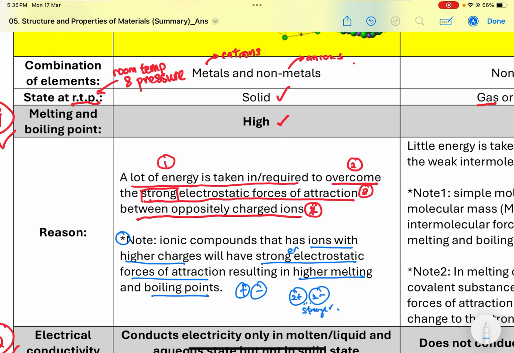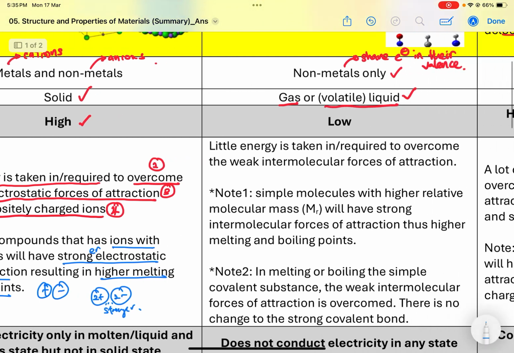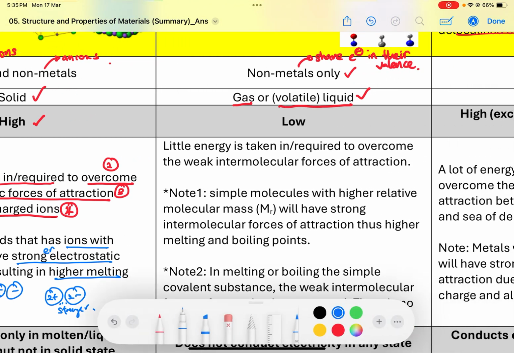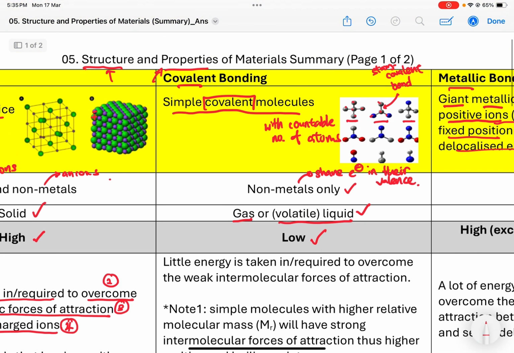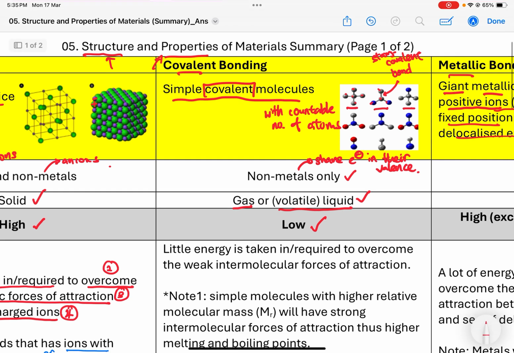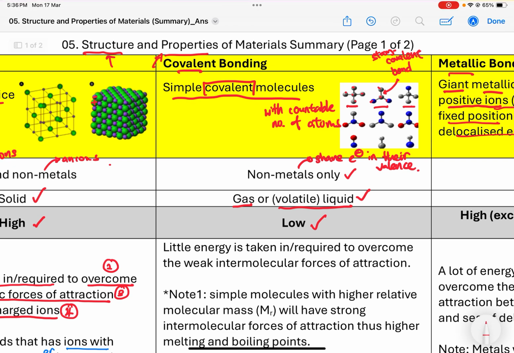Then the question now comes, okay, so if ionic bonding has high melting and boiling point, how about covalent substances? So covalent substances, okay, they have low melting and boiling point. So question is, isn't covalent bonding, you tell me, strong? How come it has low melting and boiling point? Doesn't it require a lot of energy to break the strong covalent bond? So take note here, little energy is taken in or required. That's the first point you need to say.